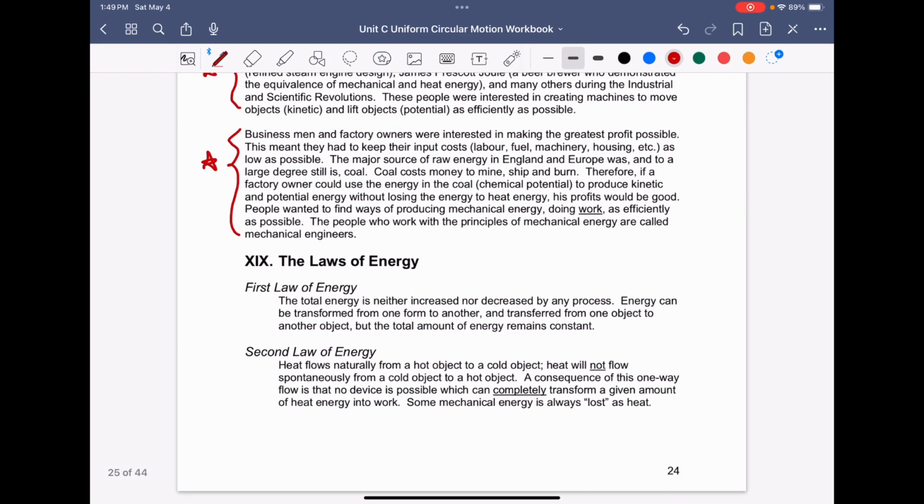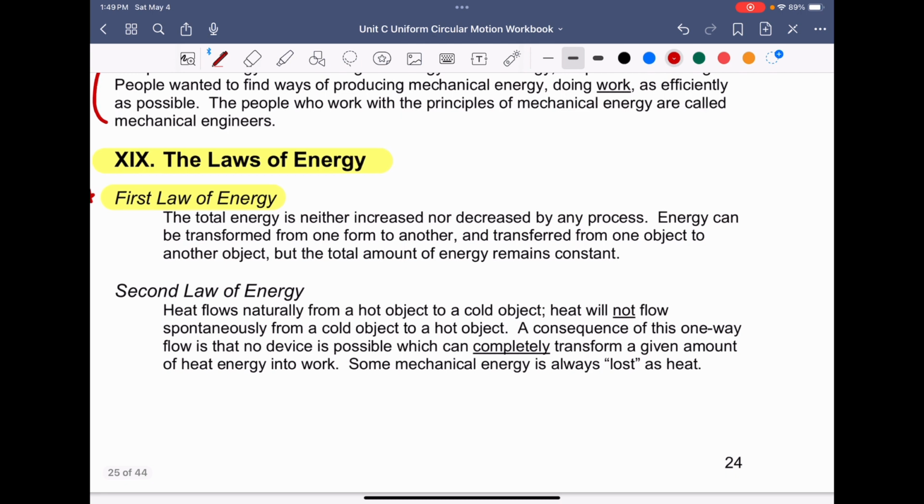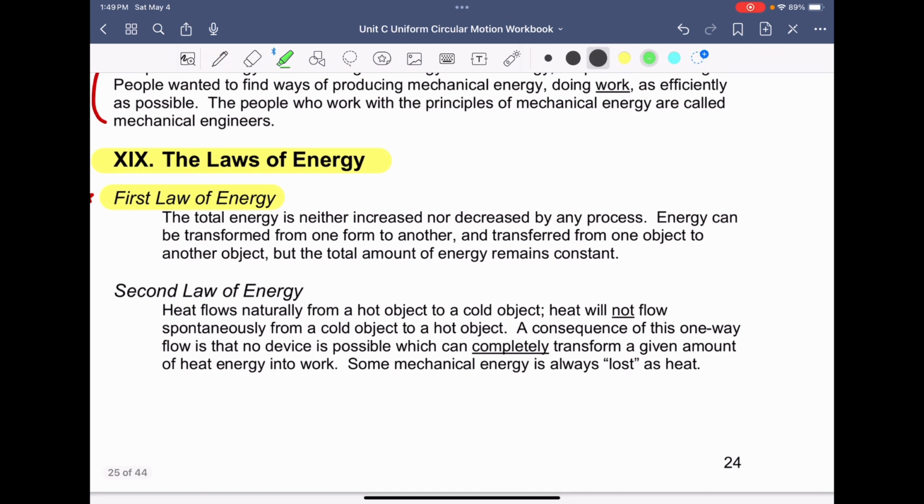Now, as we go into the laws of energy, when we look at the two laws of energy, first and foremost, I mainly care about this first one here, which is the first law of energy. And this one says that the total energy is neither increased nor destroyed, or decreased, I should say. Rather, it is changing forms. So it is transforming from one type to another and from one object to another.